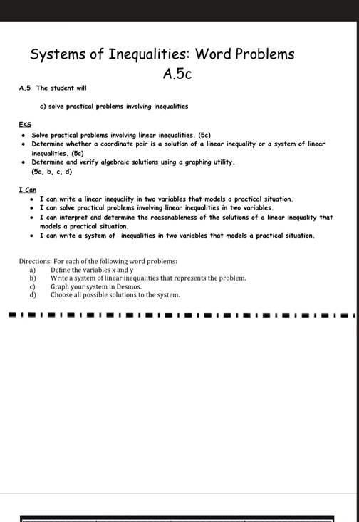For today's lesson, we're going to take a look at systems of inequalities, word problems. So basically, we're going to do the same thing that we've been doing by graphing the inequalities. The only difference is we're going to put a little bit of real world context to our inequalities.